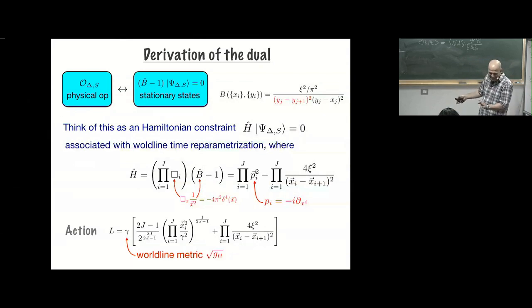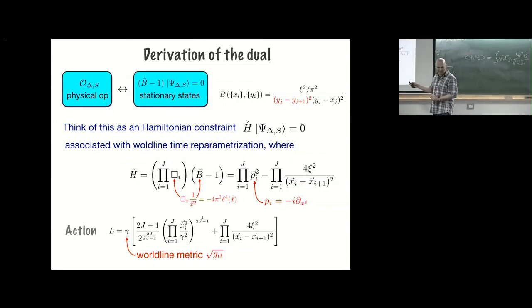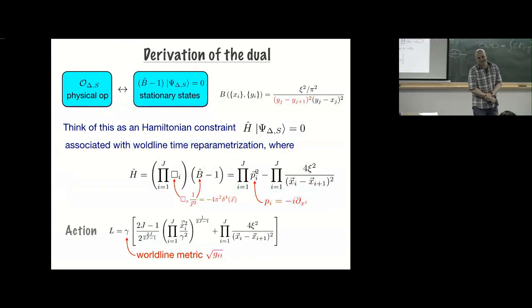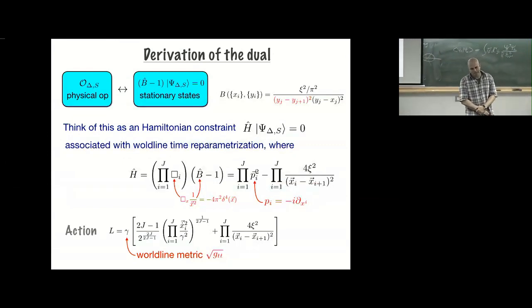So far, we are just following our notes, and we are giving an interpretation of this equation. I'm giving a worldline theory whose Hamiltonian constraint is equivalent to the physical constraint. Again, I think tomorrow we will get closer to what you want, but today I'm just going to follow this.